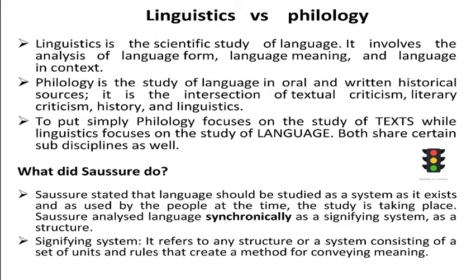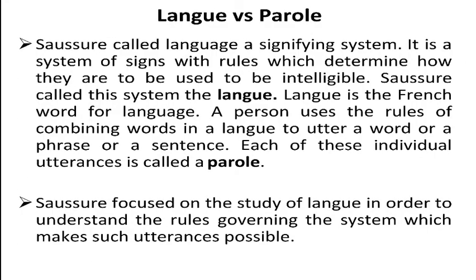Is language a system? Saussure called language a signifying system. It is a system of signs, which he called langue. Langue is the French word for language. A person uses the rules of combining words in a langue to utter a word or a phrase or a sentence. Each of these individual utterances is called a parole.